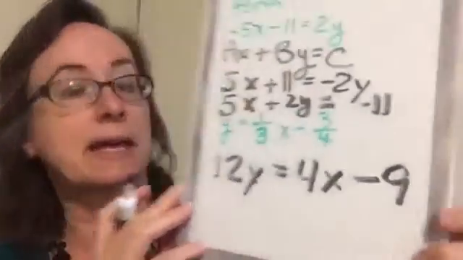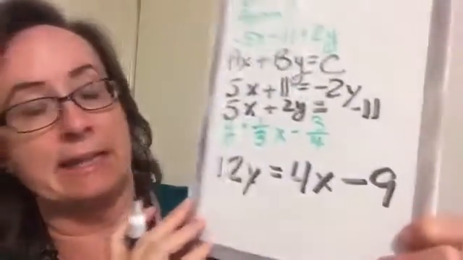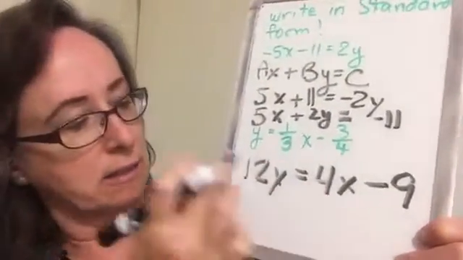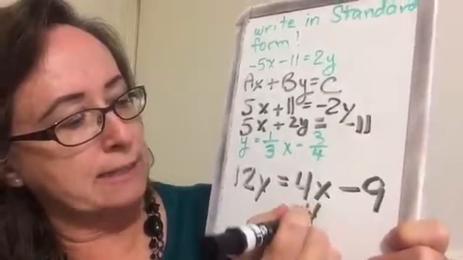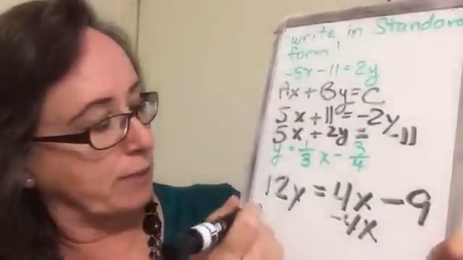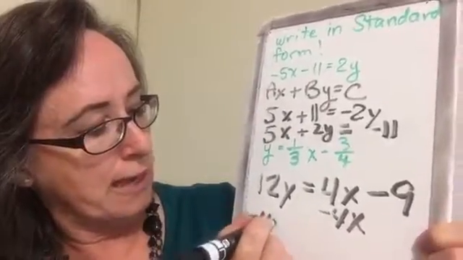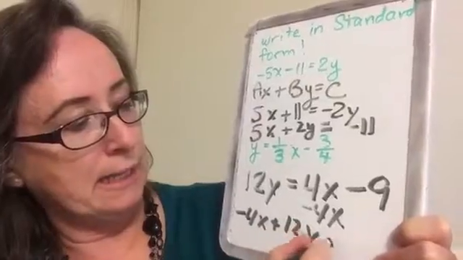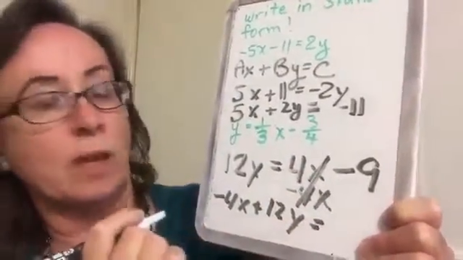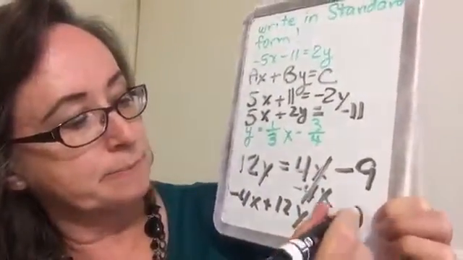Okay, so then we need to get it in standard form, so we need our x over here, and so we're going to subtract 4x from both sides, and we get negative 4x plus 12y equals negative 9.